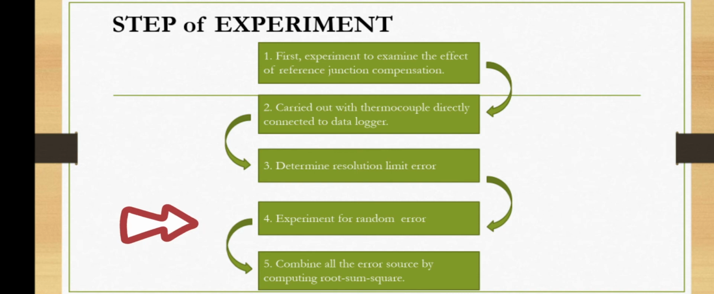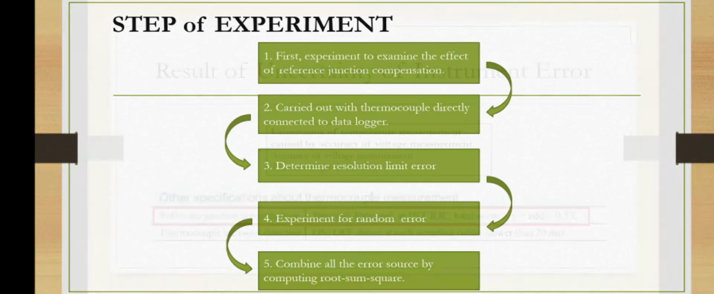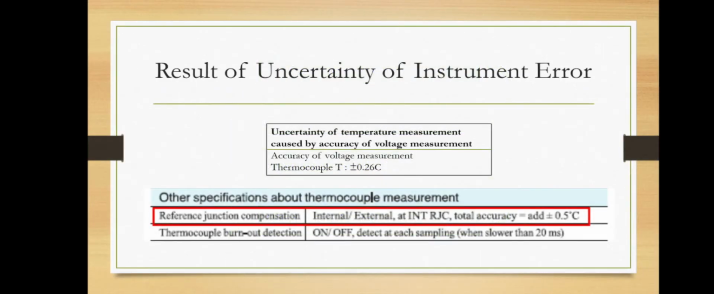Next, the experiment for random error was set up early in an air conditioner room to ensure the room temperature stays constant and will not affect the temperature of the metal block. Data readings were taken after thermal equilibrium was achieved. After getting all the data ready, all the error sources are combined and computed by root sum square. Next is about the uncertainty results.